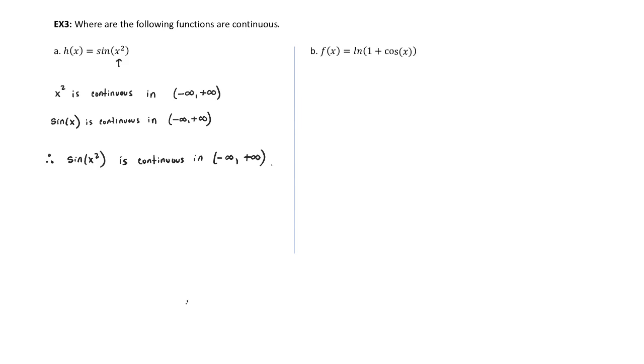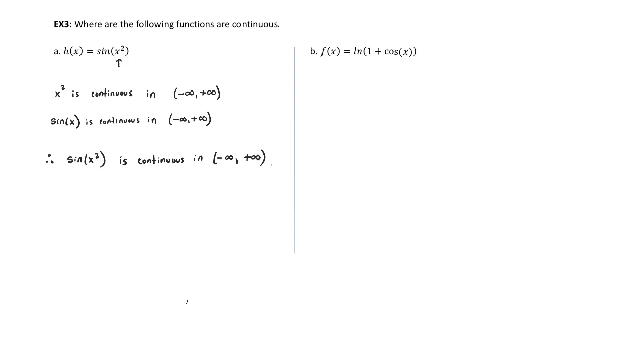Now, I want to give you something that is a little bit more challenging, right? What's the point of just doing easy things? Let's do something that has a spice in it. So let's look at B right here. f of x is equal to ln, the natural logarithm, of 1 plus cosine of x. Remember, ln is a logarithm. So 1 plus cosine x.